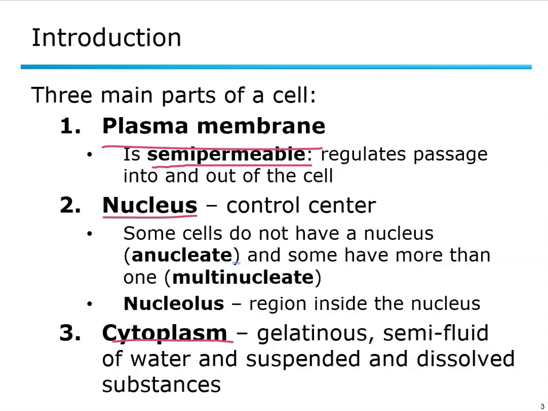The control center of the cell is going to be the nucleus. And inside of the nucleus, we have the nucleolus. It's an organelle which has specific functions, and we're going to be talking about that later. And some mature cells in our body, such as the red blood cells, don't have a nucleus. Then they are called enucleated. And some other cells could have more than one nucleus, and they are called multinucleated. And finally, we have the cytoplasm, which is the gelatinous semi-fluid matrix of water and suspended and dissolved substances in there.